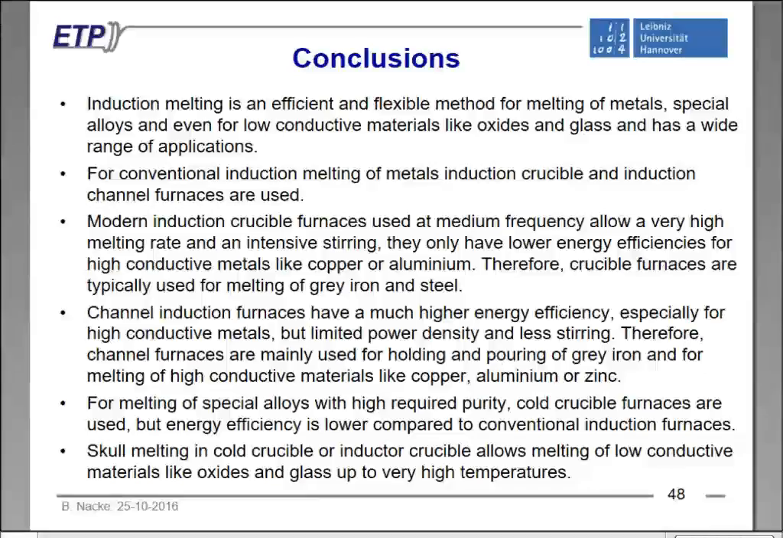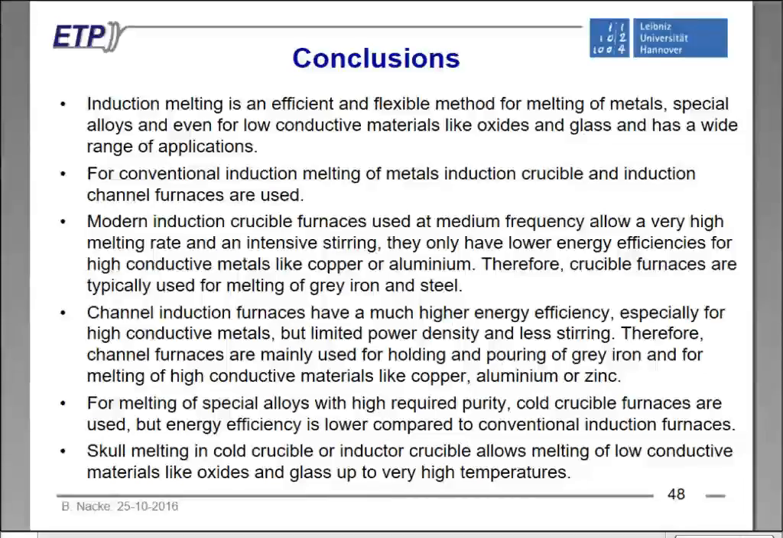For conventional induction melting of metals, induction crucible and induction channel furnaces are used. Modern induction crucible furnaces are used at medium frequency, allow a very high melting rate, and an intensive stirring. They only have lower energy efficiencies for high conductive metals like copper or aluminium. Therefore, crucible furnaces are typically used for melting of gray iron and steel.